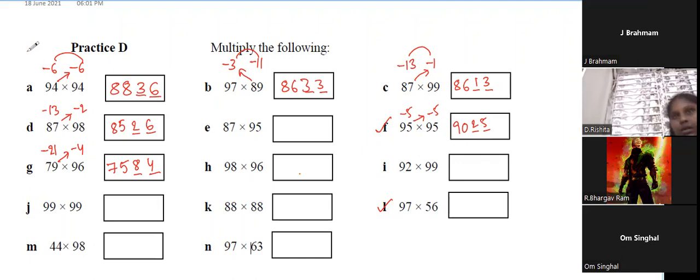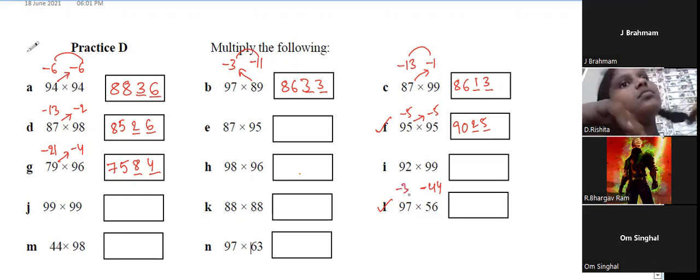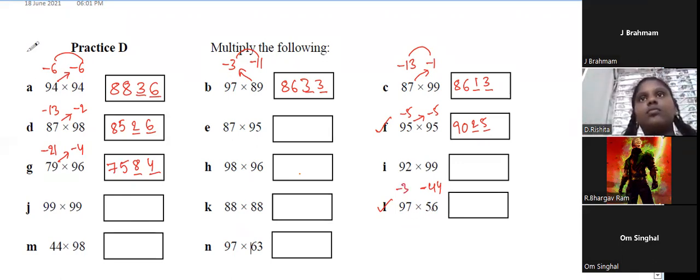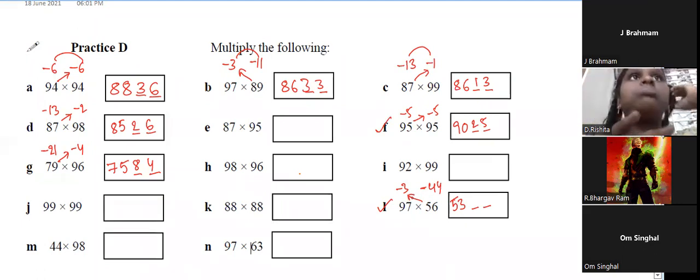So 56 minus. First tell 97. How much it is minus? 44. Okay. Minus 44 and minus 3. Then which is easy, 97 minus 44 or 56 minus 3? 56 minus 3, sir. So it becomes 53. After that? We should reserve two spaces. And 3 into 44. So 43 is a 120. 43 is a?